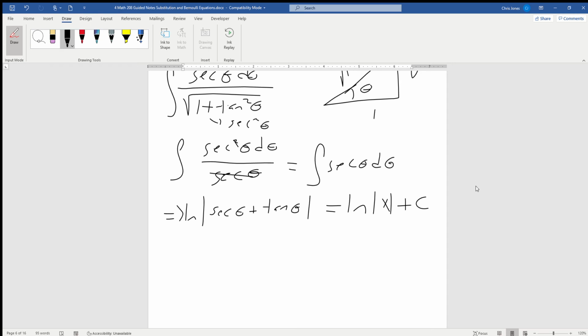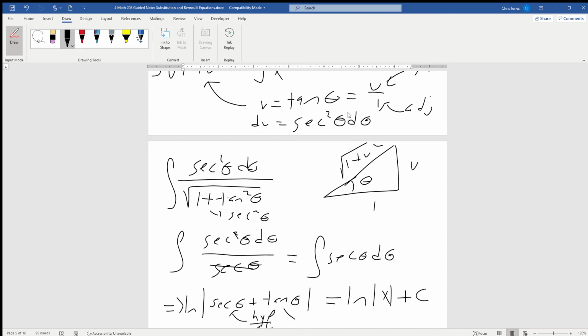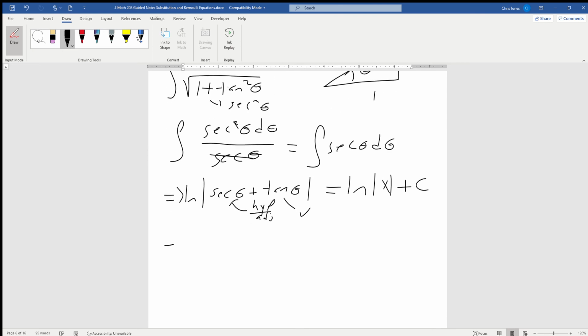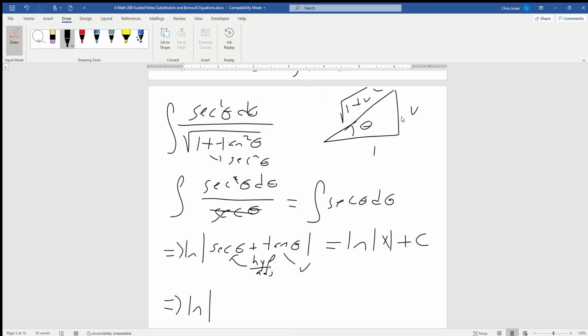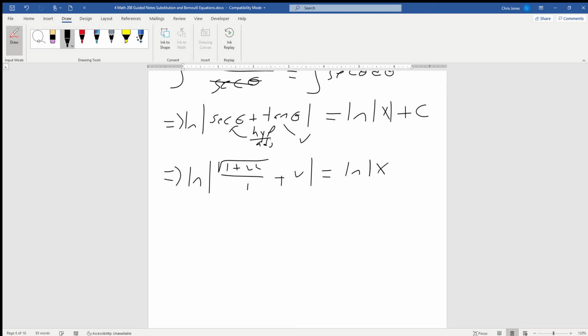Now remember, we have to back substitute for theta, all right? And secant, remember, is the reciprocal of cosine. Cosine is adjacent over hypotenuse. So this is hypotenuse over adjacent. And then remember earlier, the tangent was just equal to v. Right? So remember, we have to back substitute. So now this is going to become the natural log. Hypotenuse is the square root of 1 plus v squared. Adjacent is 1. The tangent of theta is v. And then we have ln of x plus c.